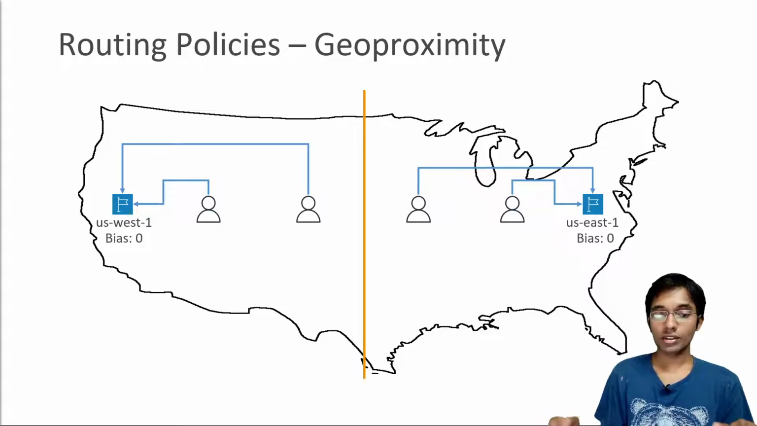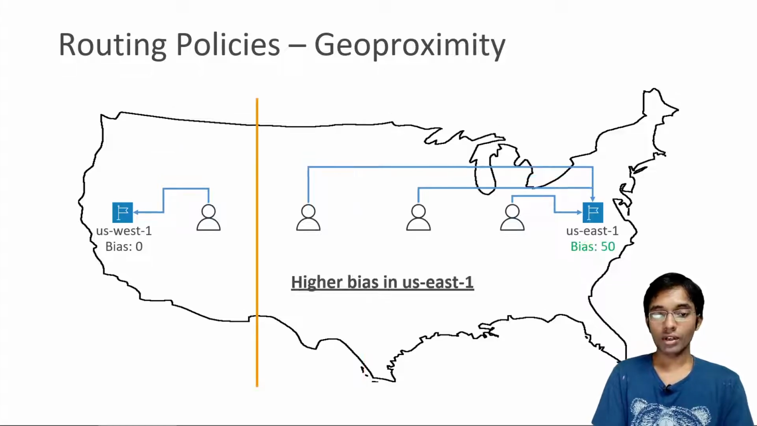But in case you increase the bias in US East 1, and for example you set a bias to something much higher, say 50 in the US East 1 region, and you leave it at 0 on US West 1 region, then the line is going to be closer to US West 1, and therefore more users to the right of the line are going to go to US East 1, and other ones are going to go to US West 1. So with the bias, you are able to really manipulate how much proximity you want users to be next to the locations, which brings us to the traffic flow.